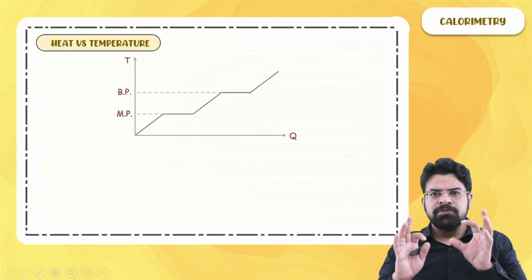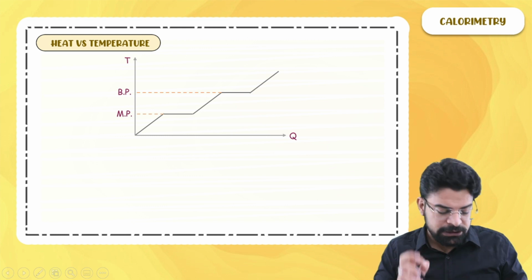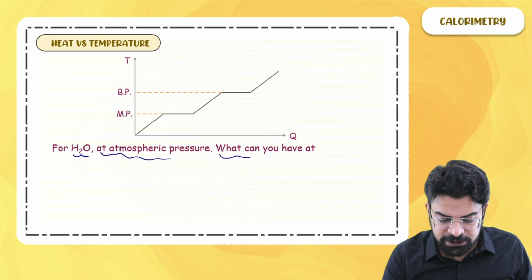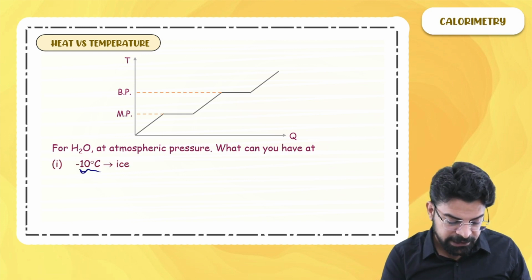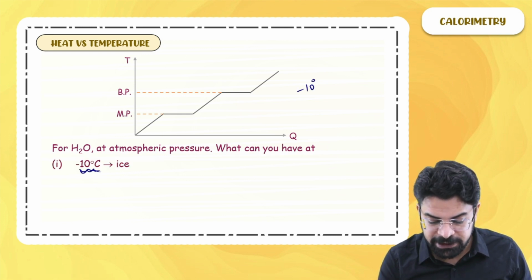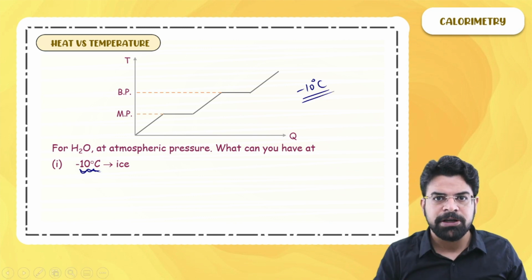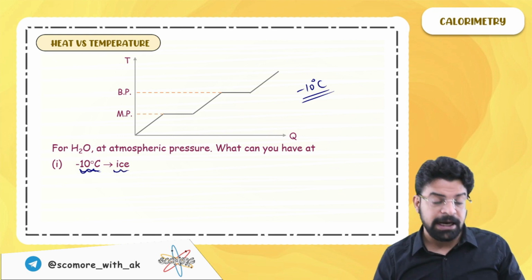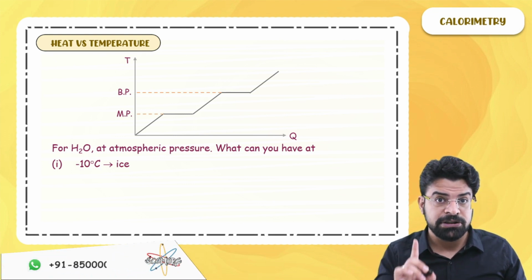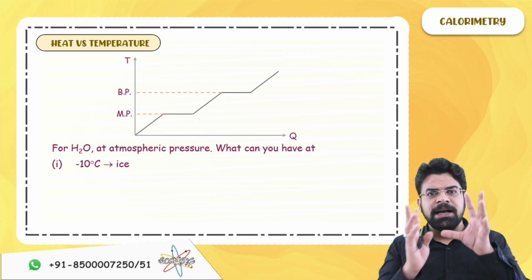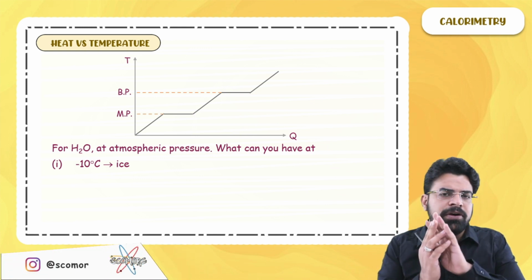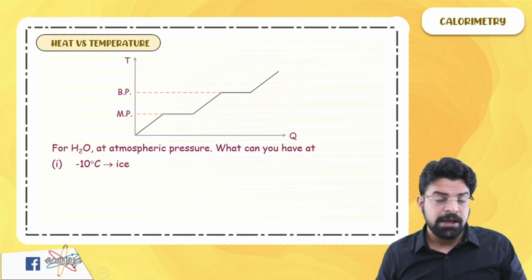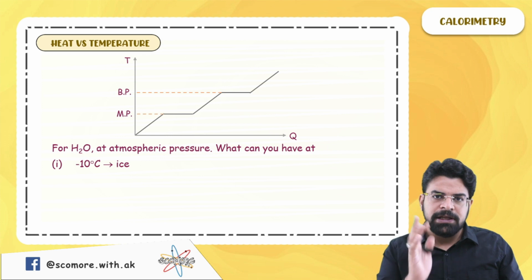Now I ask you a very simple question. Try to answer each one of them. For H2O at atmospheric pressure, what can you have at minus 10 degrees centigrade? Can you have an ice-water mixture? No. At sub-zero temperature you can have only ice. So remember that if the system is at minus 10 degrees centigrade, you are not going to find ice plus water or steam, given that you are at atmospheric pressure. At a temperature of minus 10, you will find only ice.